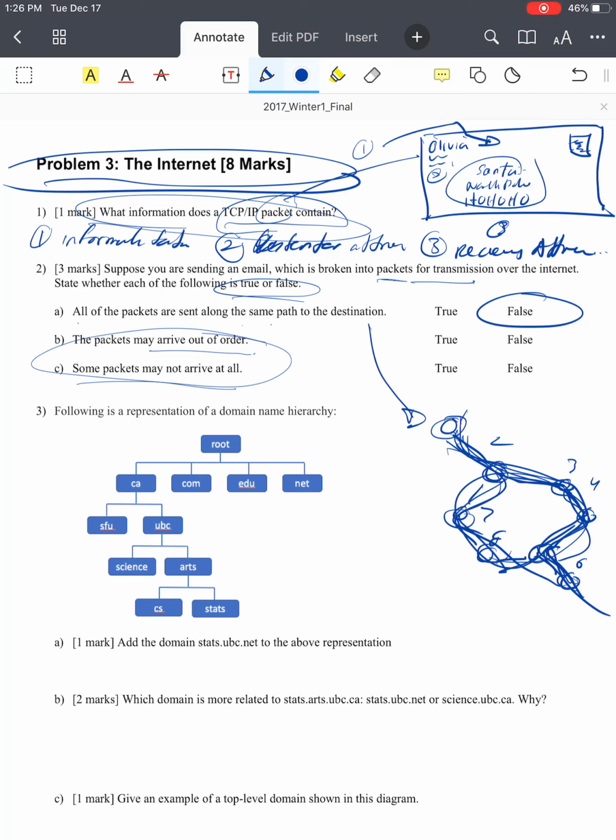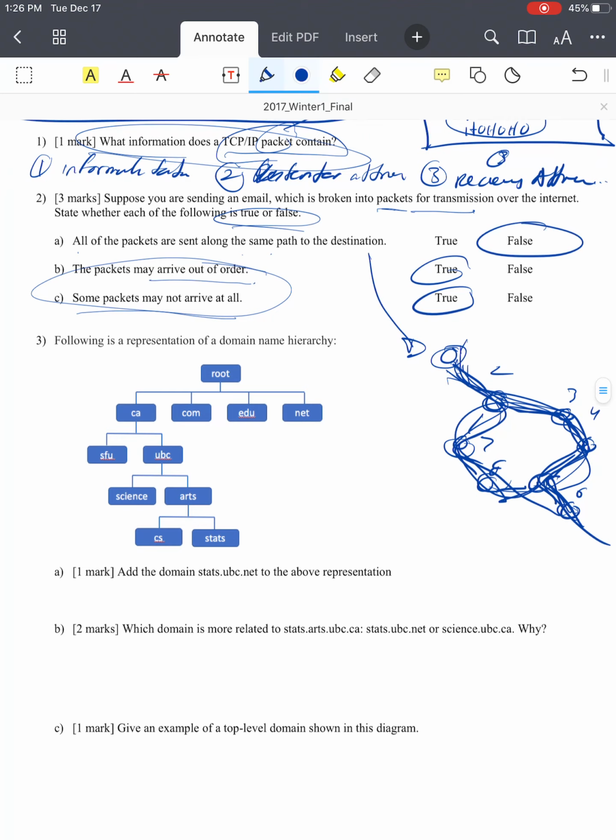Packets may not arrive at all. For these ones, I go back to the in-person exercise we had in class, where we sent people around the room to give notes to each other. And then we found out that if it wasn't a good algorithm, some of the messages would be out of order, and some of the messengers would not deliver the packets at all. So for this one it is true.